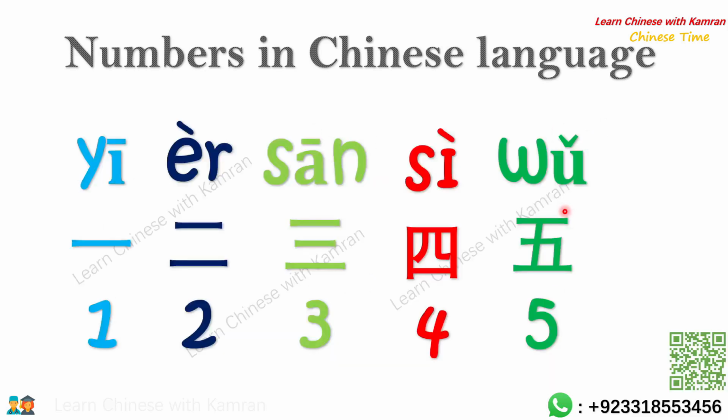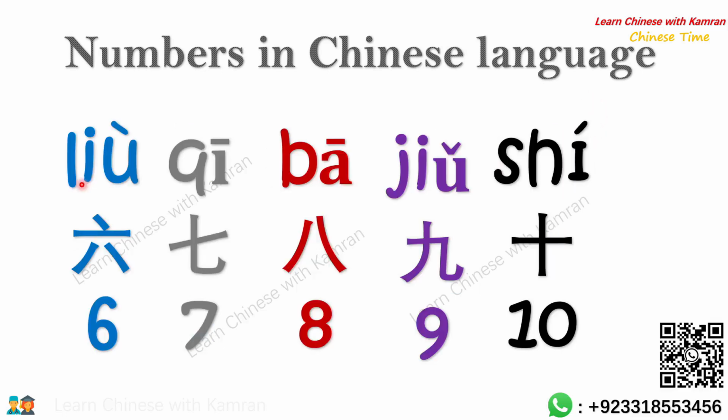Let's practice again. So 1 is yi, 2 is er. 3 is san. 4 is si. 5 is wu. 6 is liu. Keep repeating after me. Liu. And 7 is qi. 8 is ba. 9 is jiu.